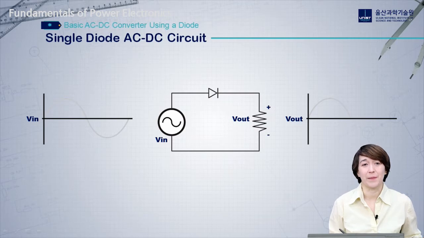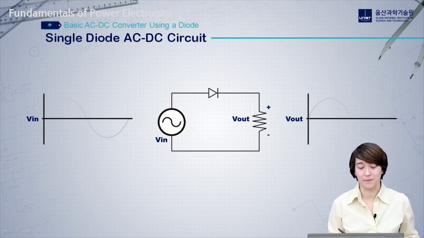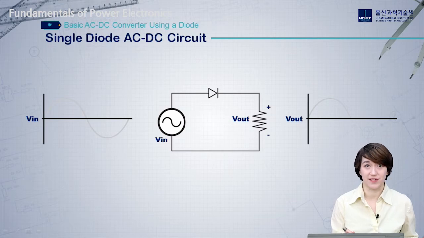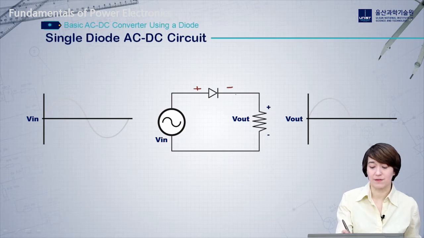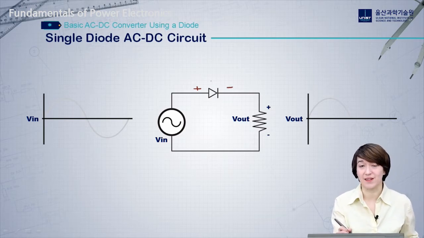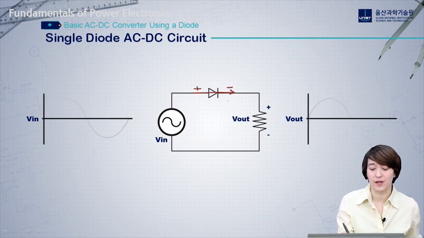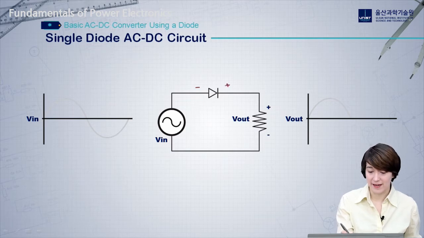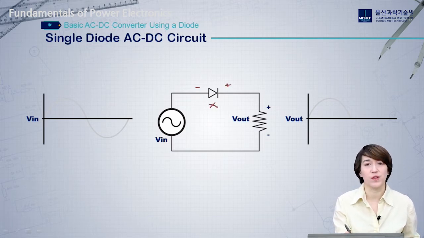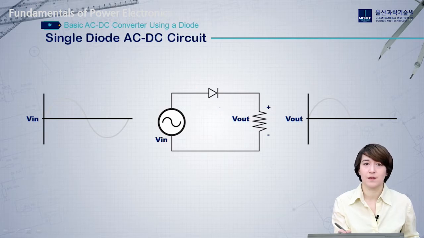Let's start with talking about a single diode AC-DC circuit. Here you can see a single diode used between an AC source and a DC load. Let's quickly review the operation of a diode. If the positive voltage and negative voltage is as shown, this is forward bias on the diode, then current will go through the diode as shown. If it's reverse bias, meaning this side is negative and the other side is positive, current will not flow through the system. So let's put this principle into action based on the input voltage and how it affects the output voltage.